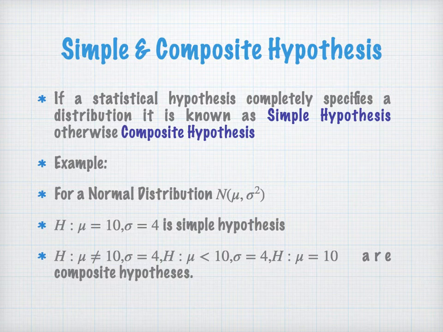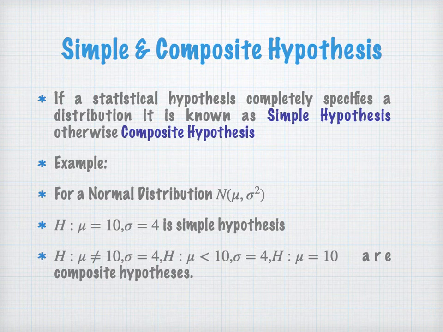Next we have the hypothesis such that mu is equal to 10. This may seem like a simple hypothesis because the value of mu is given. But for the normal distribution, there are two parameters, mu and sigma square. Mu is given as 10, but sigma is not discussed here. Since there is nothing discussed about sigma, sigma is unknown. So that is also a composite hypothesis because the parameter sigma is not specified.